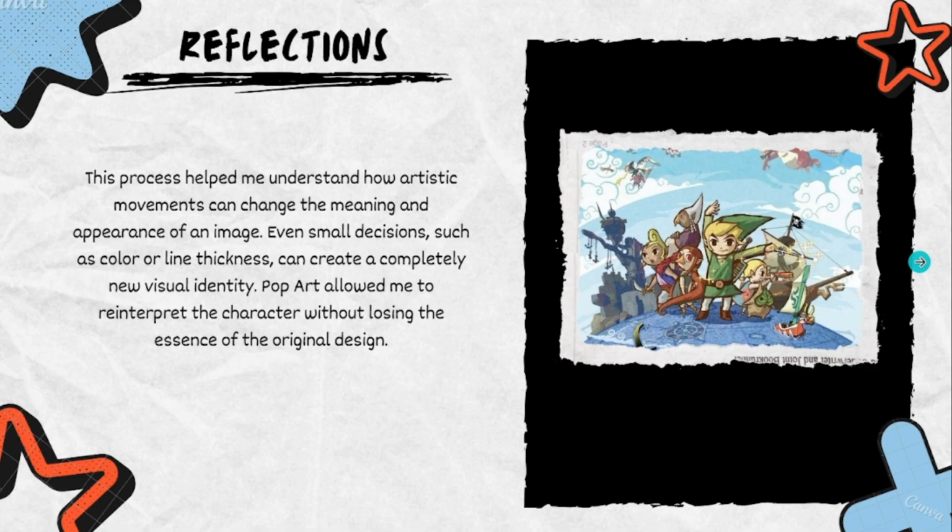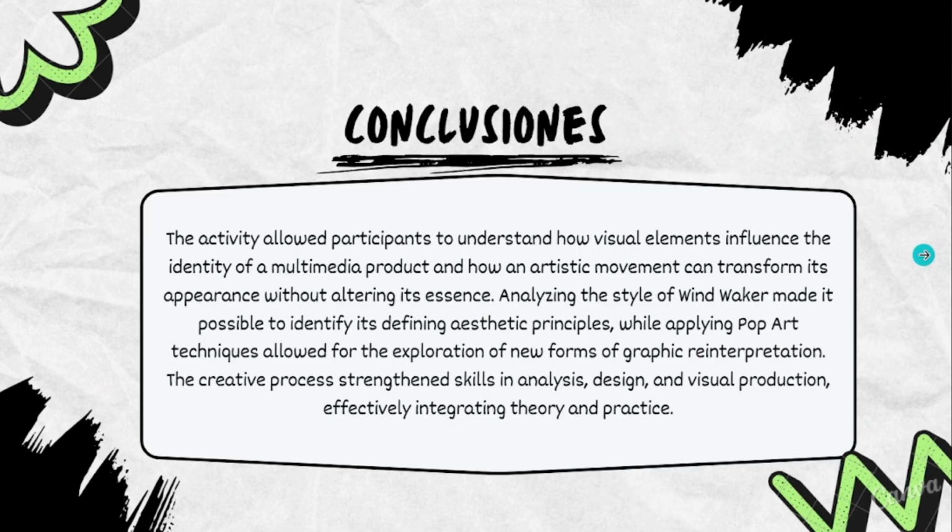Conclusion. This activity allowed participants to understand how visual elements influence the identity of multimedia products and how an artistic movement can transform their appearance without altering their essence. Analyzing the style of the Wind Waker made it possible to identify its design and aesthetic principles. Applying pop art techniques allowed the exploration of new forms of graphic reinterpretation. The creative process strengthens skills in analysis, design, and visual production, effectively integrating theory and practice.